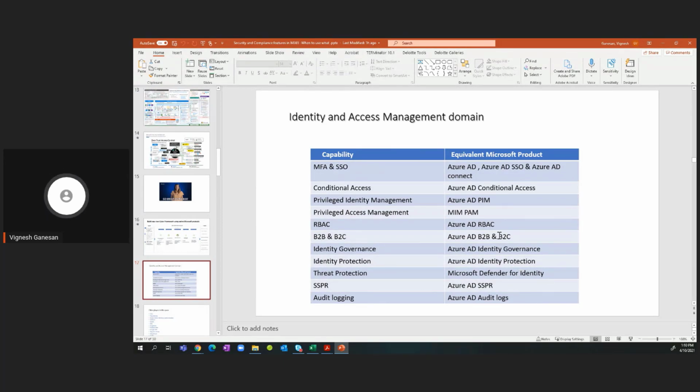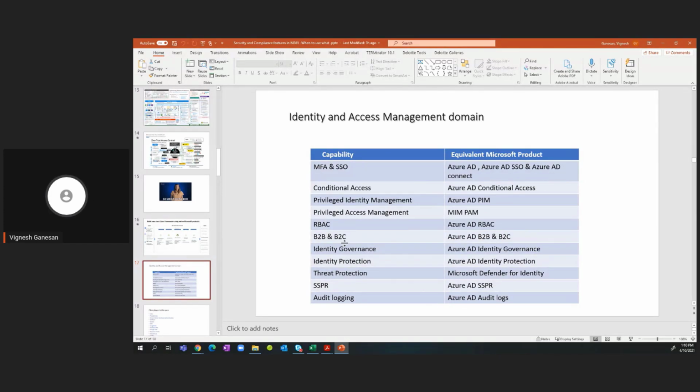Then we also have RBAC. These are all built-in RBAC roles. Maybe whatever role comes out of the box doesn't fulfill your need, so you can go to RBAC. B2B, B2C, this is something I don't need to explain. Everybody understands this. Then identity governance and identity protection. This is of uber importance, right? People have the access, but you want to know what people are doing with that access. Are they accessing the right set of information that they should be accessing?